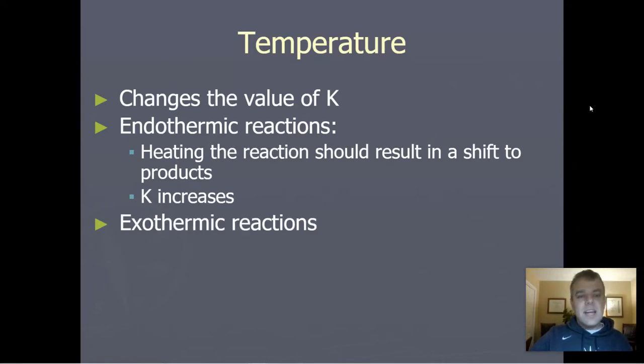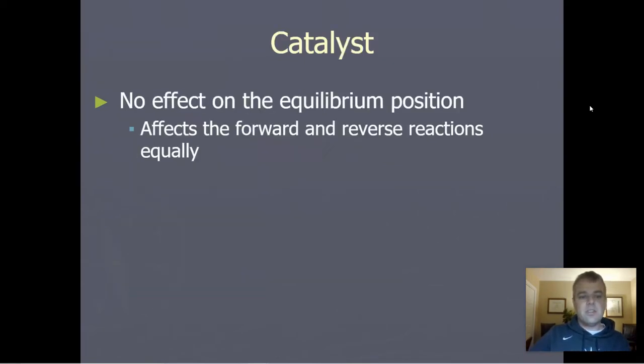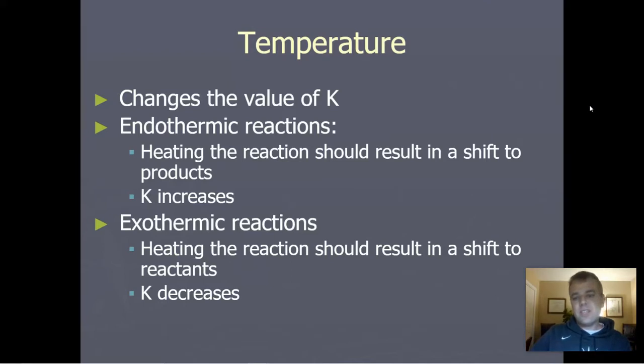No surprise for exothermic reactions, ones that produce heat as a product of the reaction, heating the reaction would result in a shift back to the reactant side, and K would decrease. Obviously, if delta H was 0, then changing the temperature would do nothing.